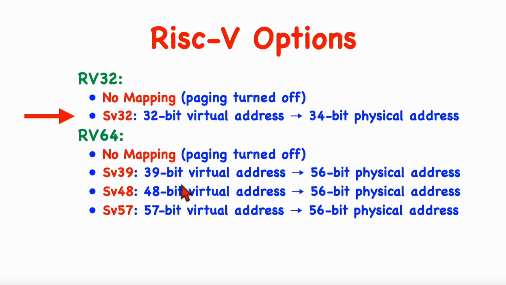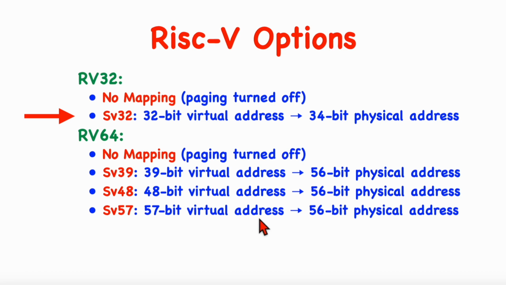All these systems are quite similar, with the main difference being how large the virtual address spaces can be. So for Sv32, the virtual addresses are 32 bits in size. For Sv39, the virtual addresses are 39 bits in size. For Sv48, they're 48 bits, and for Sv57, the virtual addresses are 57 bits in size.